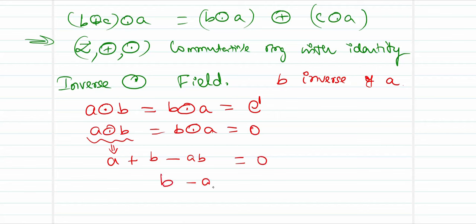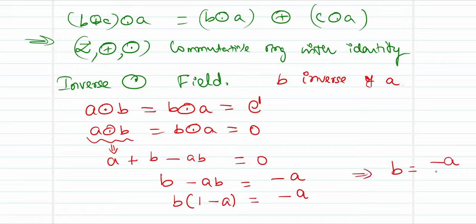B minus AB will be equal to minus A, you take it to the opposite side. B, if I take it common, is going to be B times 1 minus A, which is going to be equal to minus A. So now this will give me B equal to minus A divided by 1 minus A.